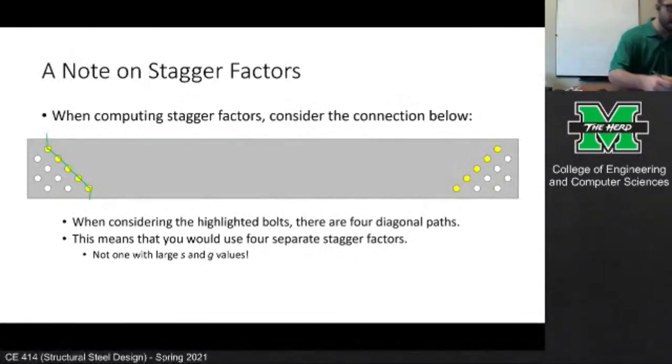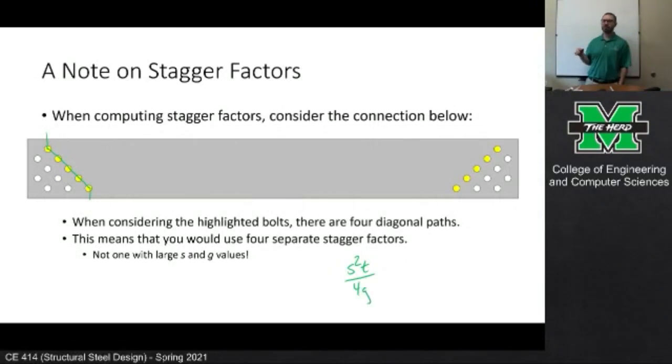We would not take one big stagger factor with one big S and one big G. We would take 4 little stagger factors for each of those paths. See, the stagger factor is S squared over 4G, or S squared T over 4G. So you can't take one big S and one big G and have it be equivalent to 4 stagger factors, each with their own S and little g. The math doesn't work out that way. You have to account for each diagonal path separately. So you'd have a stagger factor for this, for that, for that, and for that: 4 different stagger factors. Does that make sense?